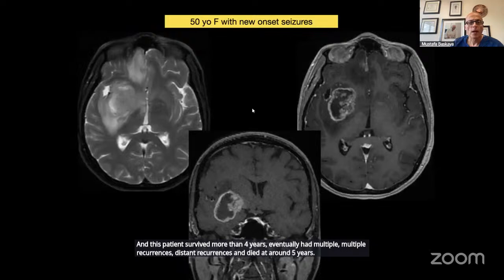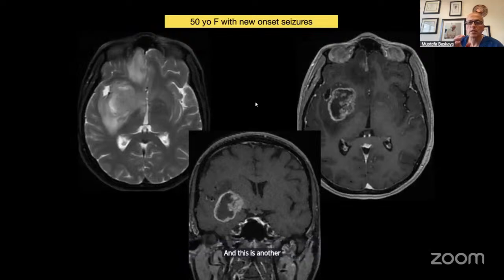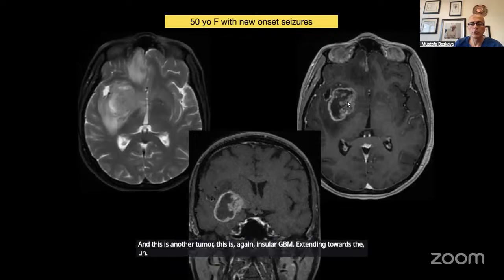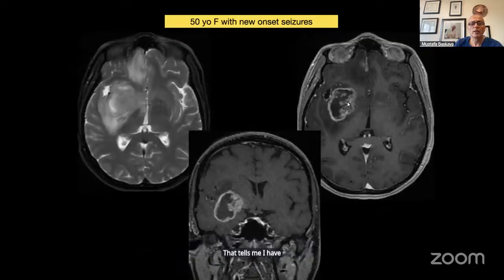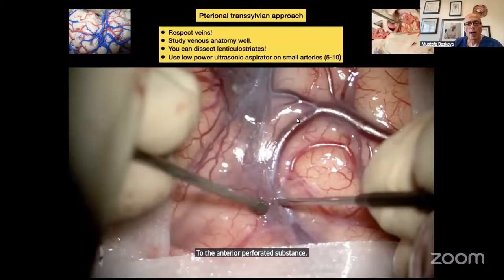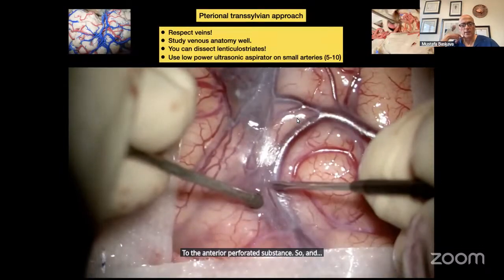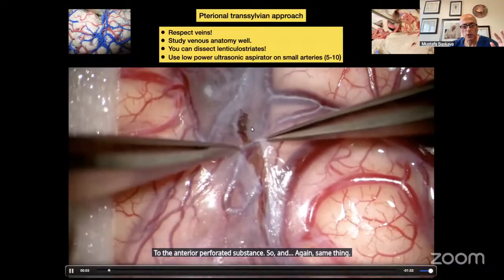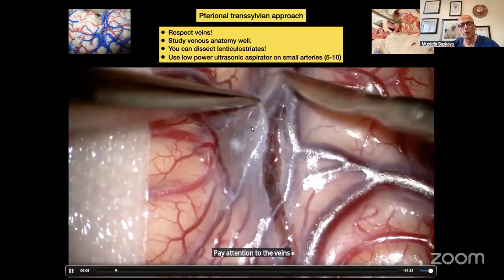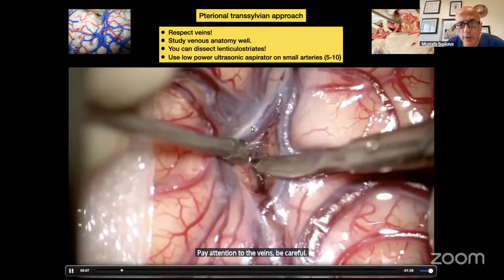And this is another tumor. This is again an insular GBM extending towards the anterior perforated substance. So that tells me I have to be very careful with the lenticulostriate arteries. Those lenticulostriates are going right to the anterior perforated substance. So, again, same thing. Pay attention to the veins. Be careful. Apply microsurgical techniques.